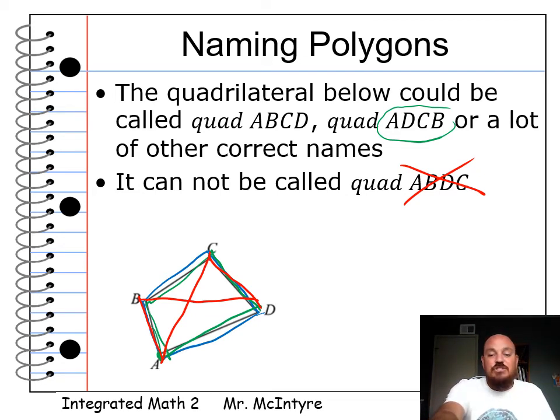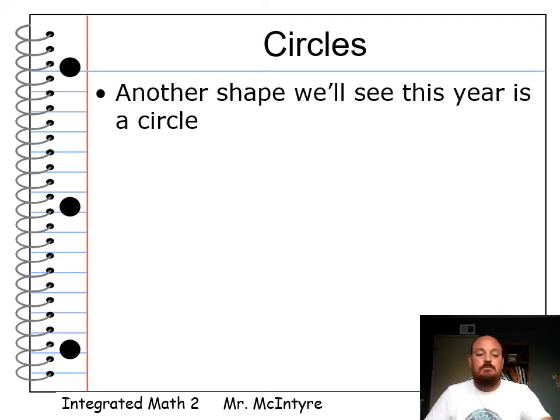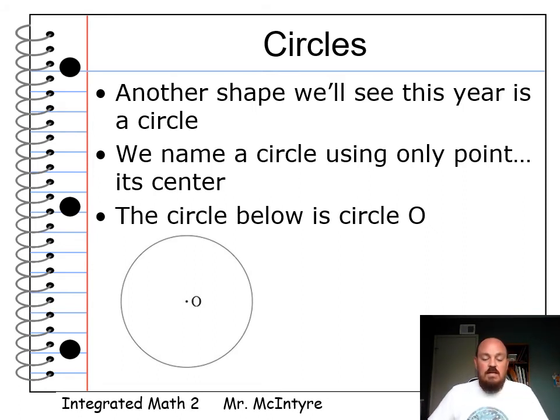Okay, the last shape you're going to see is a circle. Circles are actually the easiest one because we really only focus on one point. And that point is the center, meaning the very middle center point of the circle. So this circle right here, and really there's only one point on it. If it's not a polygon, you don't have a bunch of vertices around the edge. You just have a circle, or circle with a point in the middle. And whatever that point is, that's the name of the circle. So this circle right here is circle O.